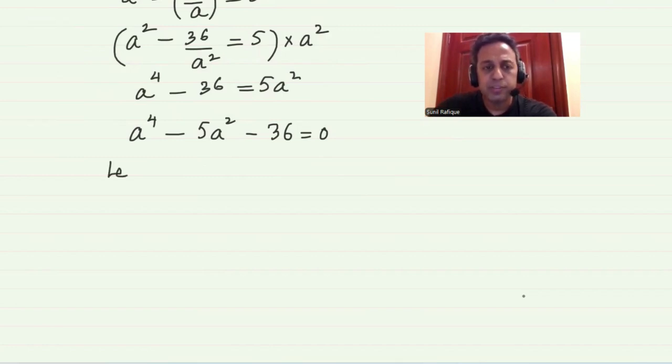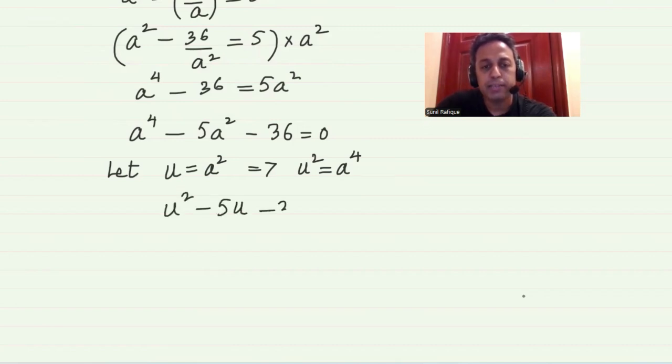So I will suppose let u be a squared. This will help me. This implies that u squared will be a to the power of 4. So my fourth degree equation can be modeled as a quadratic equation. This will look like u squared minus 5u minus 36 equals 0.